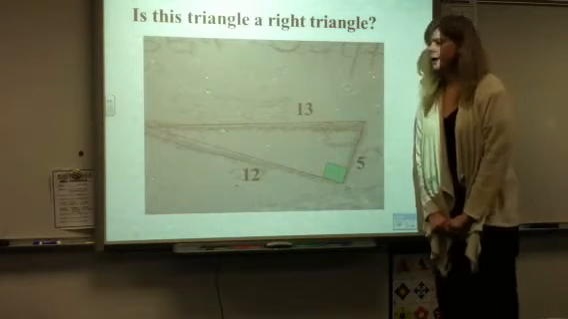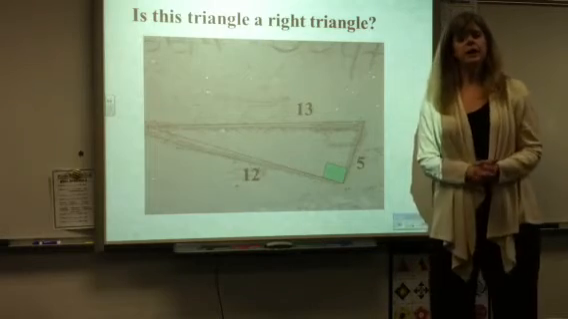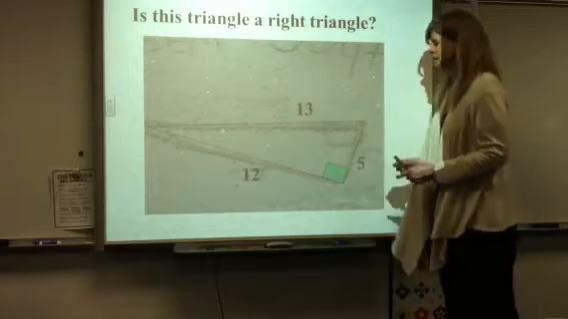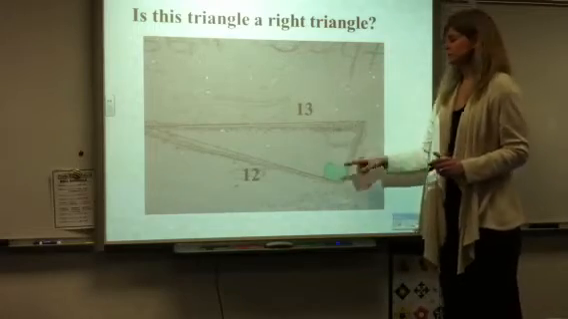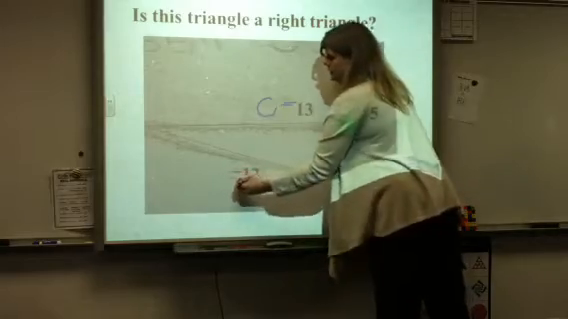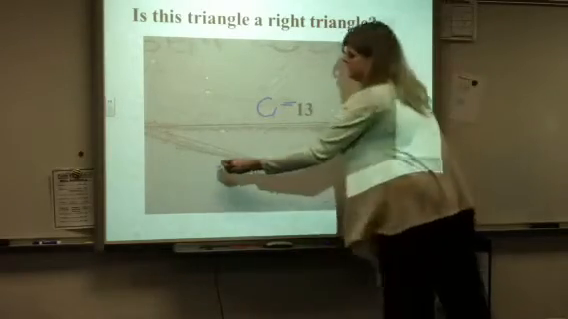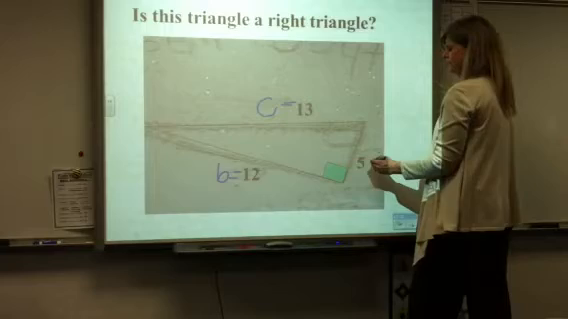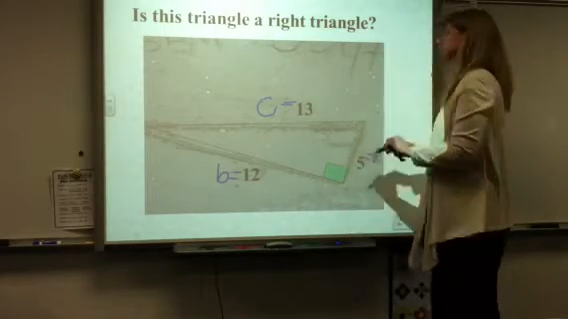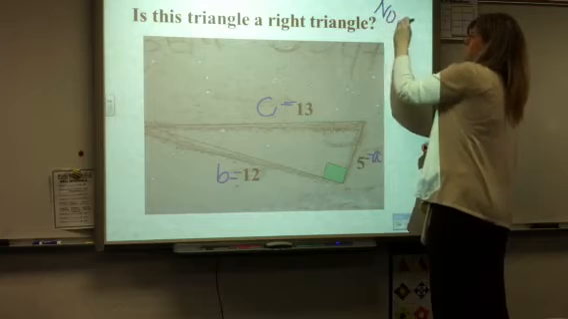Is this a right triangle? First, you need to figure out which of these numbers is the hypotenuse. That is side C. It is always opposite the right angle. So this is C. This is usually our middle side, which would be B. And 5 is A.